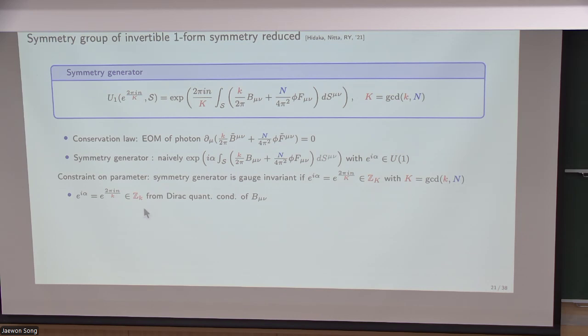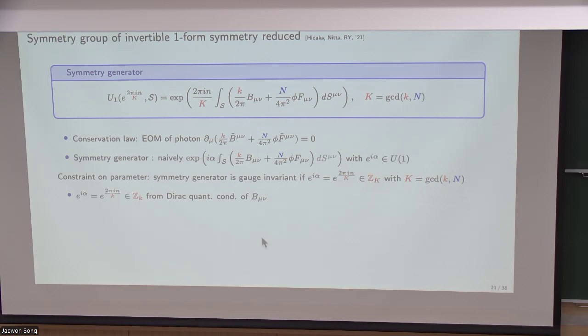By the conserved current, we can construct the symmetry generator by the surface integral and adding a U(1) parameter. However, there are non-trivial constraints on the parameter. And the conclusion is that the symmetry generator is gauge invariant if the parameter satisfies this condition. This Z_K is given by the greatest common divisor of k, the charge of the Higgs field, and n, the axion-photon coupling.